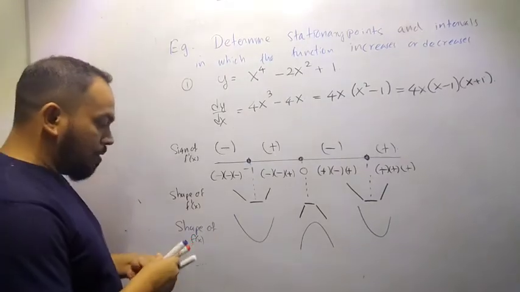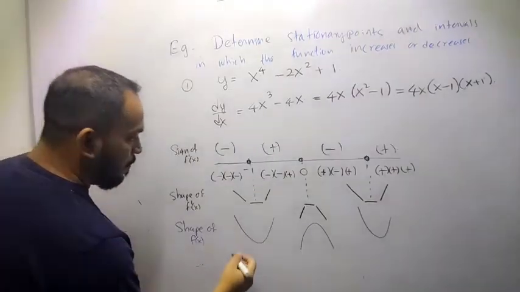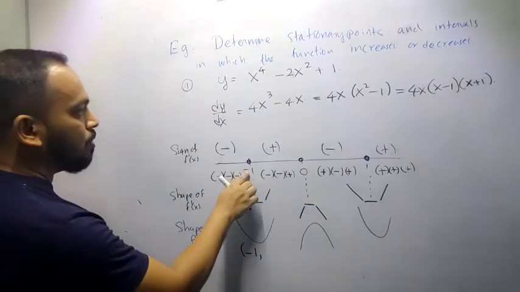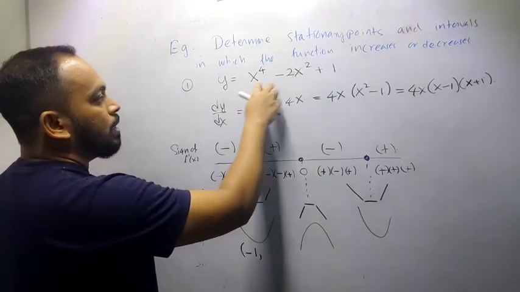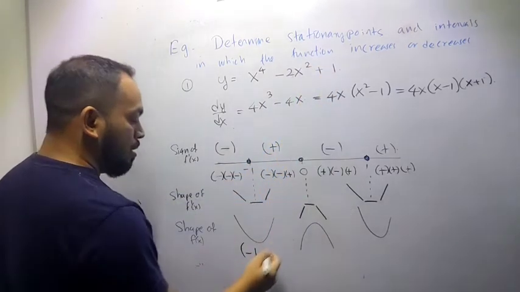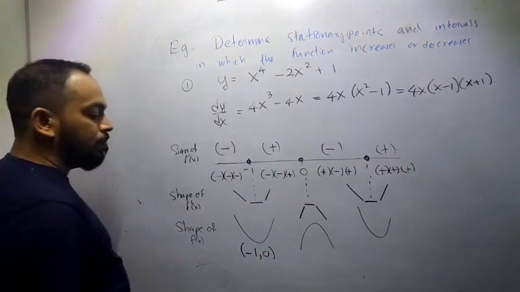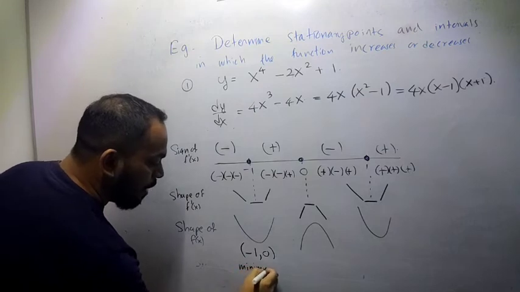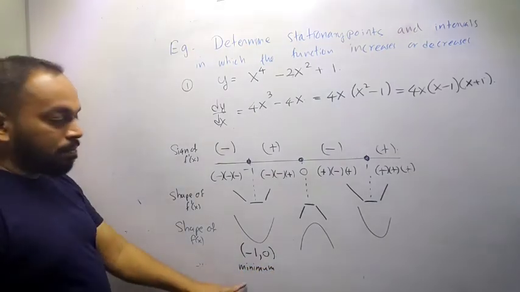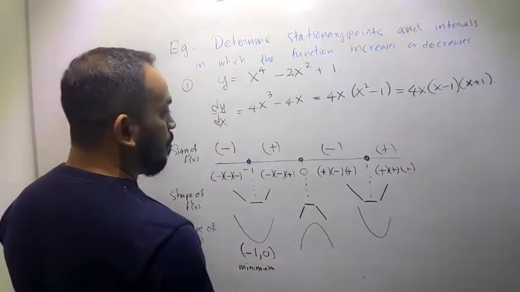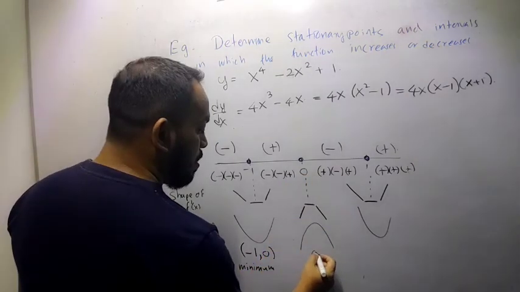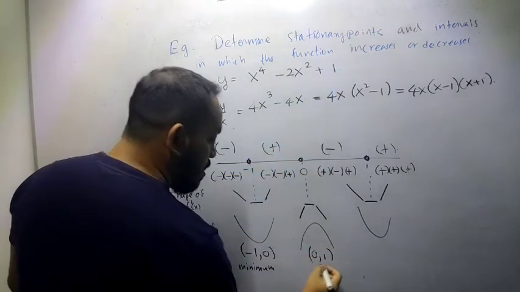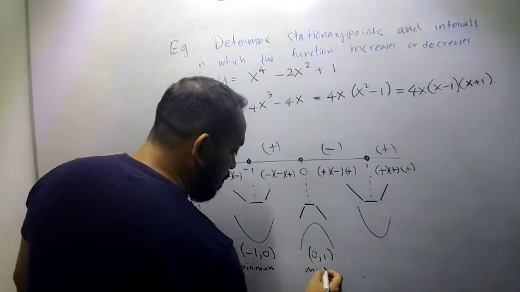So what are the points? We figure it out first. This point is x equal minus 1. You put minus 1, you get 0 to be y. This is a minimum. You have to mention this minimum. Then here we have maximum. At x equals 0, y is 1. This is our maximum point.